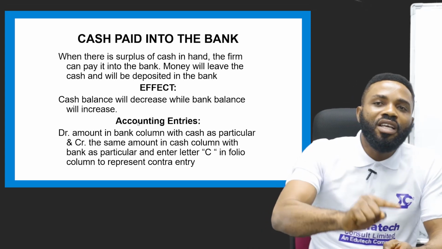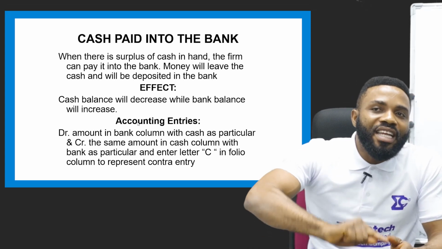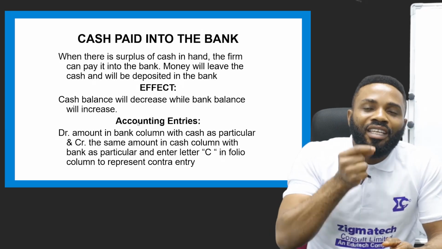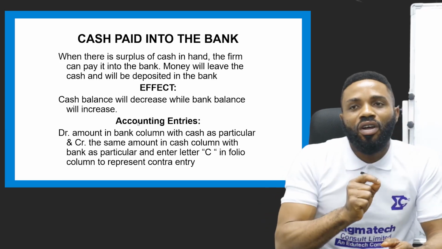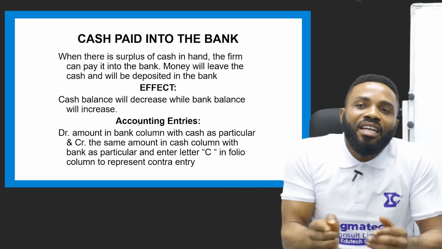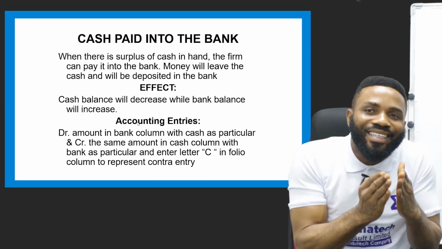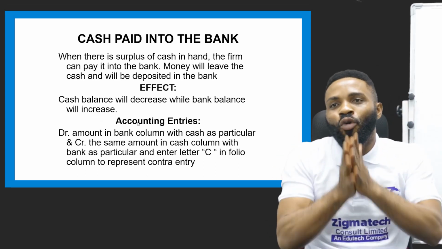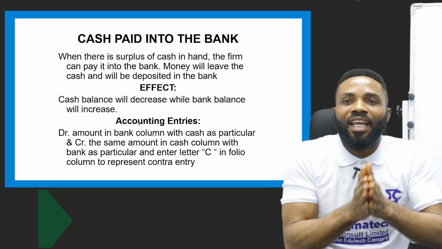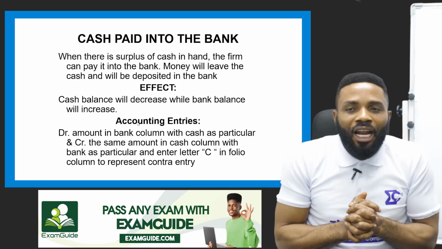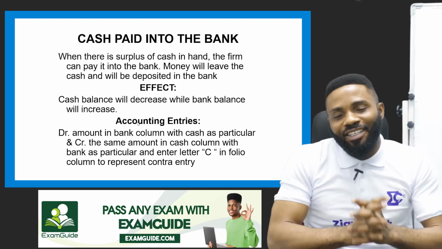So when that money goes out of the company into the bank, the accountant or the cashier is expected to credit the cash book that 100,000 has been taken to the bank. Meanwhile, in the bank column, you should also indicate that the bank has received 100,000. When this is done, the effect is that the cash will decrease while the bank balance will do what? Increase.